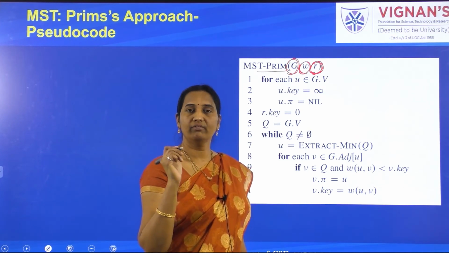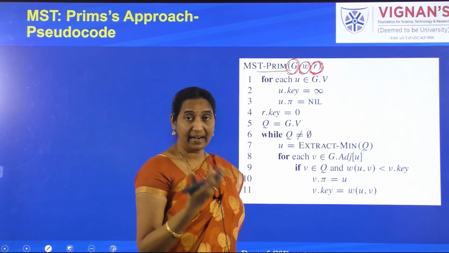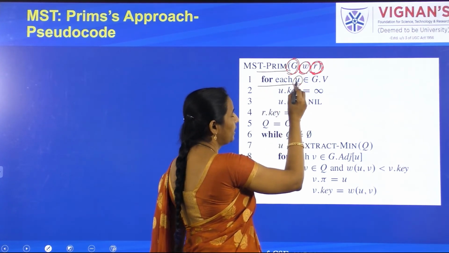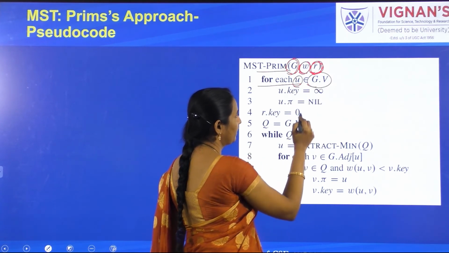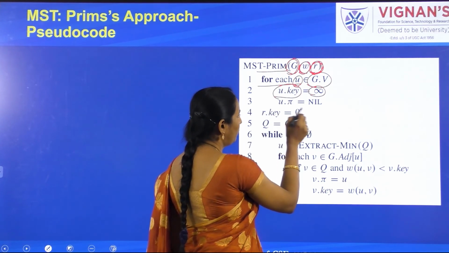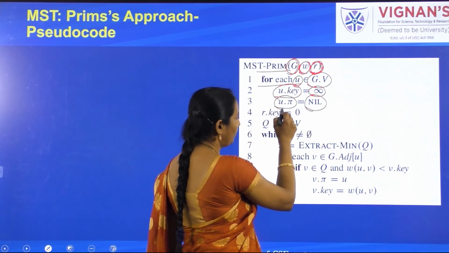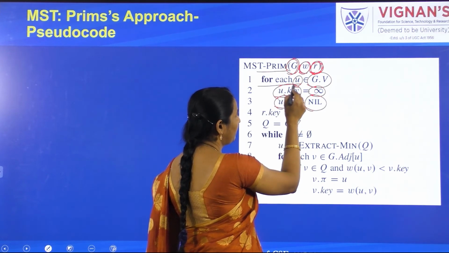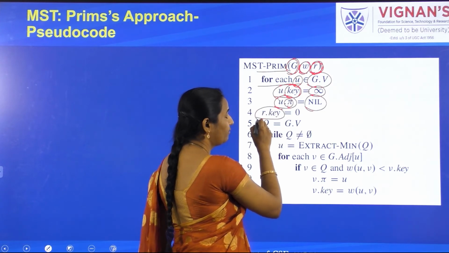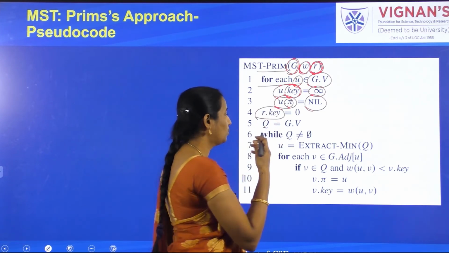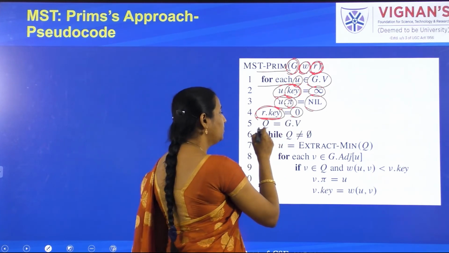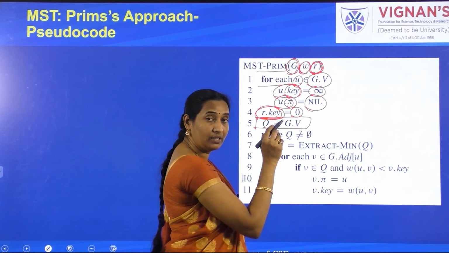Initially, you can select any one of the nodes to act as the root node. For every node U in the given graph, you assign infinity to the key value and a null value to the parent value. Here pi represents the parent and key represents the key value for every node. For the root node you selected, you assign 0 as the key, and you construct the queue for this graph.